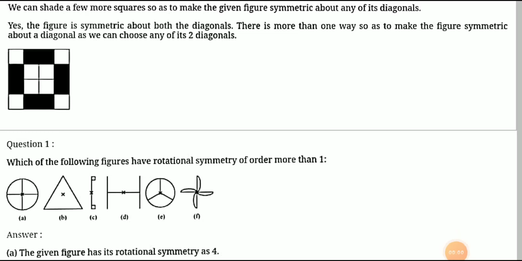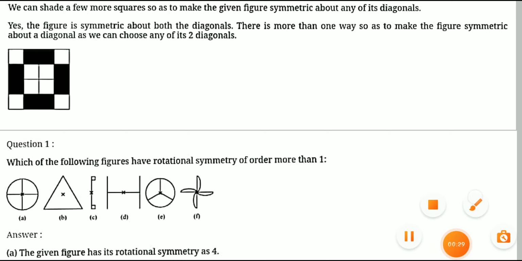Students, today in this class I am going to start exercise 14.1 of the symmetry chapter, in which we are going to do some questions based on symmetry. And here we have the first question, which is based on rotational symmetry. It is asking which of the following figures have rotational symmetry of order more than 1. Not only 1, they require the order more than 1.